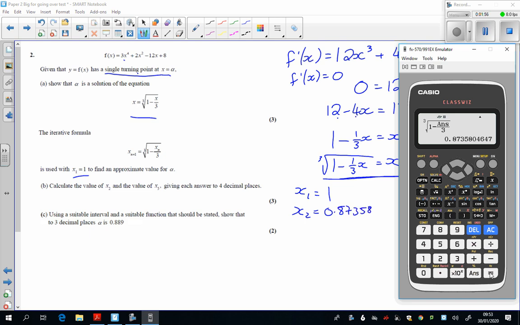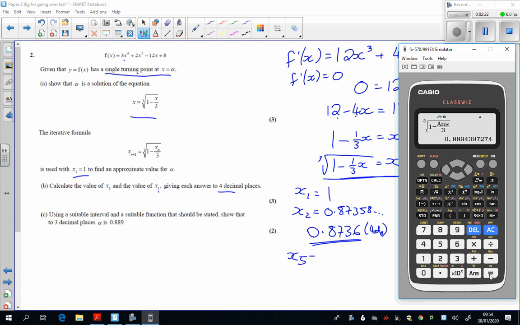So the first x2 is going to be 0.87358 and so on. Check on our rounding. We want it to 4 decimal places, so that's 0.8736. Being careful with the rounding there at 4 decimal places. That's number 2. Number 3 is that one there. That's number 5, isn't it? So that's 3. I would write that down. Here's 4, and here's 5.